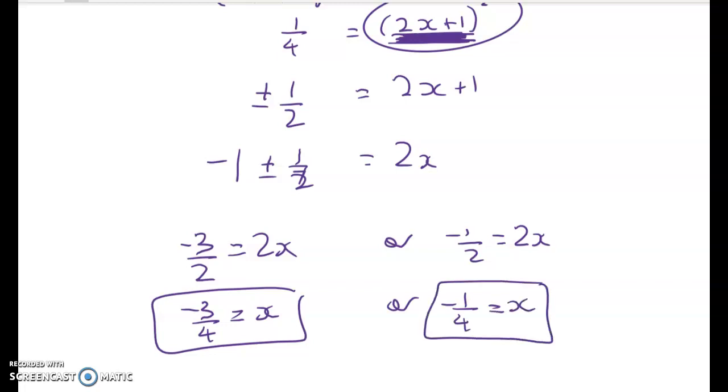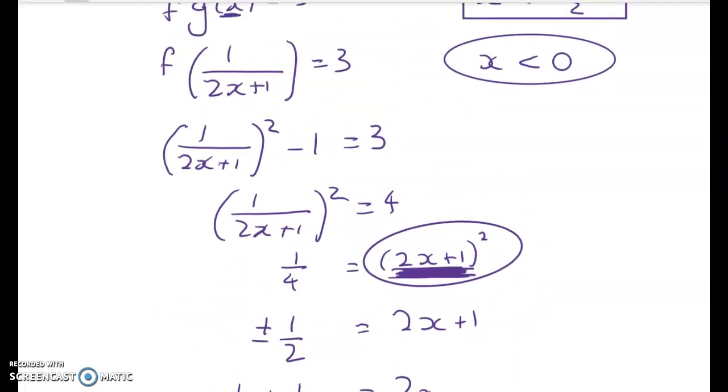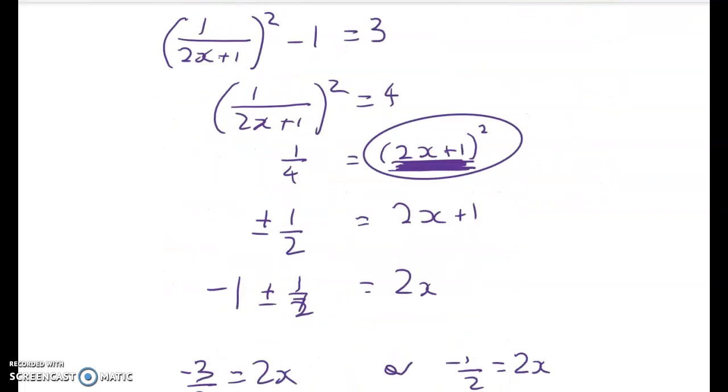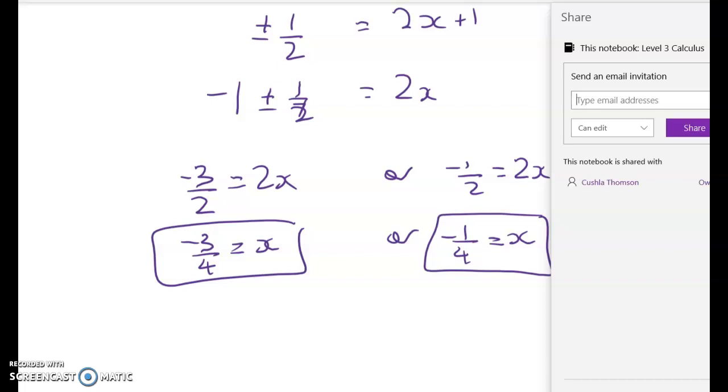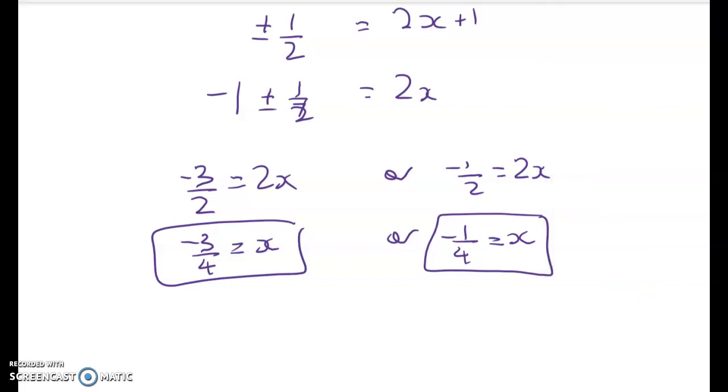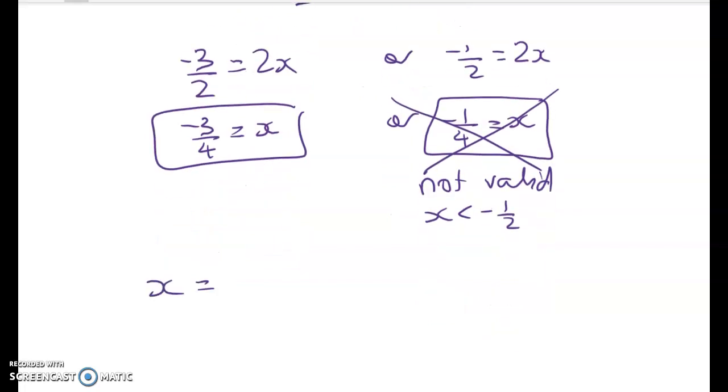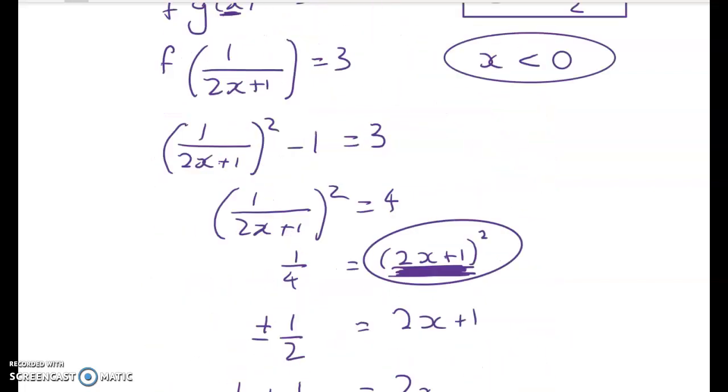And this is where we have to come back and have a look at my domain. So x has to be less than -1/2, which means that this is not valid, since x has to be less than -1/2. And so x is equal to -3/4 is the only solution. Okay, so guys, I might not get through both questions in this video. I think the way this is going, that's the first bit done, right?